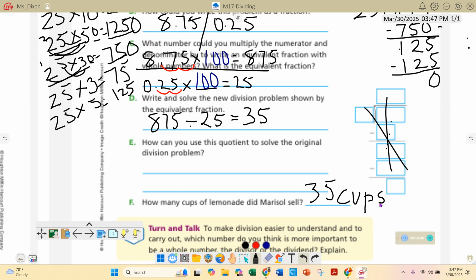All right, so again, E's correct answer would be, since the two fractions 8 and 75 hundredths over 25 hundredths is equivalent to the fraction we solved of 875 over 25, the answer of 35 would be the same for both division equations.